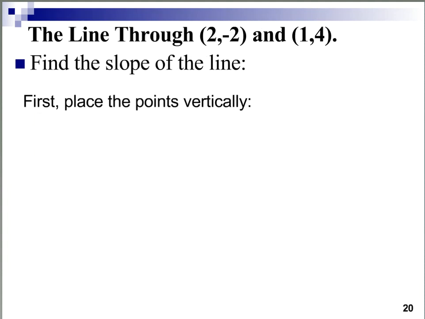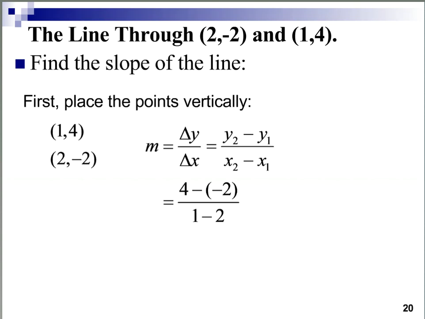Our first step is to find the slope of the line. The way I typically recommend that students do this, especially if they're reviewing this after not having done it for a long time, is to place those 2 points that are given to you vertically. So put them right on top of each other. That way we can see that the 2 x coordinates line up and the 2 y coordinates line up. And the reason we do that is because the equation for the slope, which is the change in y divided by the change in x, is given by y2 minus y1 divided by x2 minus x1.